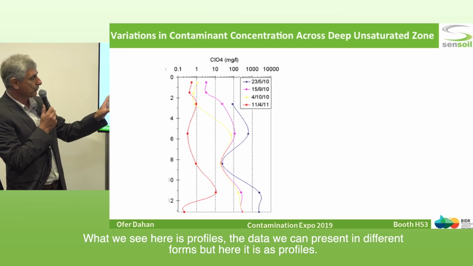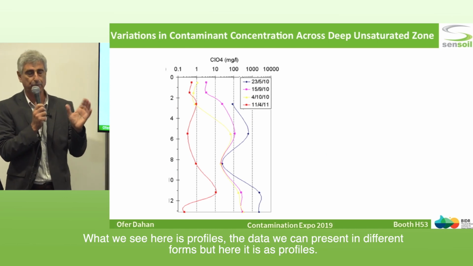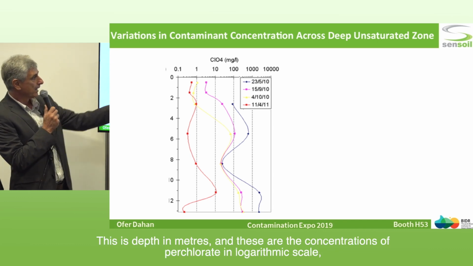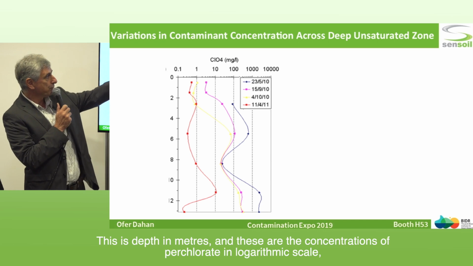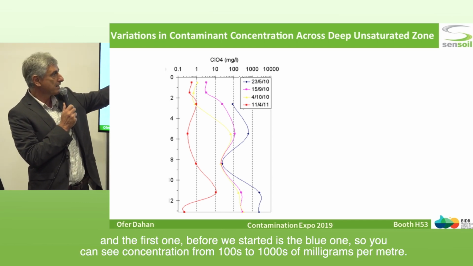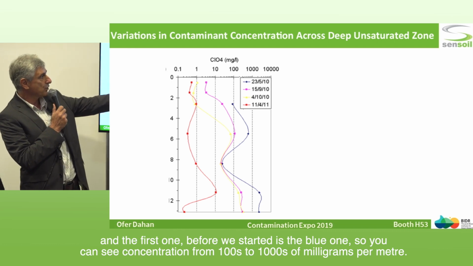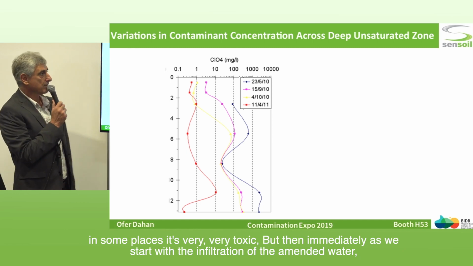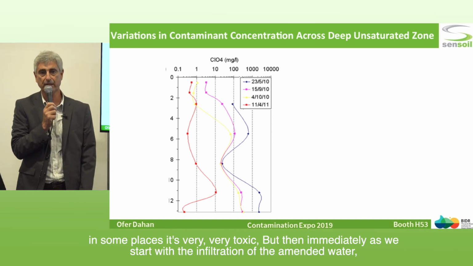The data we can present in different forms, but here it is as profiles. This is depth in meters, and these are the concentrations of perchlorate on a logarithmic scale. The first one, before we started, is the blue one. So you see concentrations from hundreds to thousands of milligrams per liter. In some places it's very, very toxic, okay?